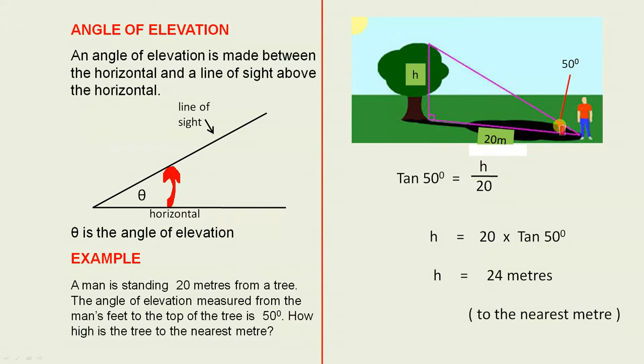So we have the angle, we have the opposite, and the adjacent. So tan 50 equals h over 20, so h equals 20 tan 50, so h equals 24 meters to the nearest meter.